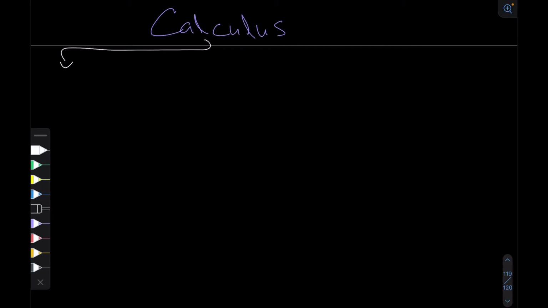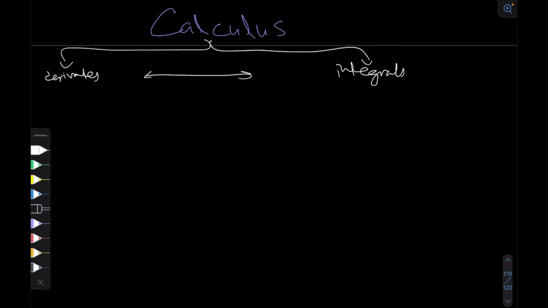So, when we say calculus, we really mean two things. We mean the derivatives and we mean the integrals, right? And these aren't really two very separate things. I mean, they are separate things, but they revolve around the same idea. And in fact, they are opposites of each other, or they are inverses of each other, right?